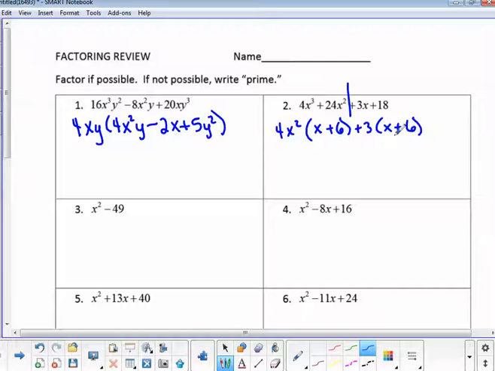So when the insides of your parentheses match, you know you're on the right track. That's one of your factors, x plus 6. And the other factor is the outsides, the 4x squared and the 3.